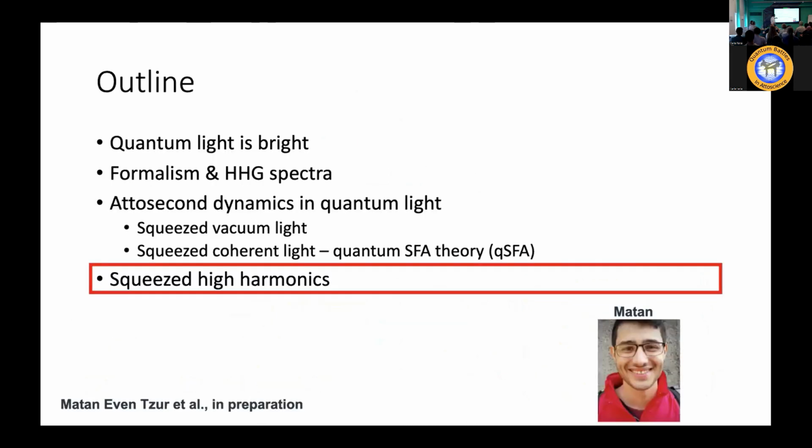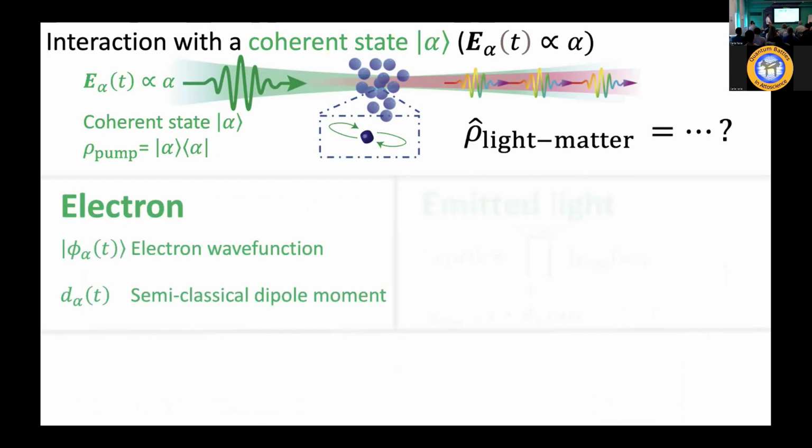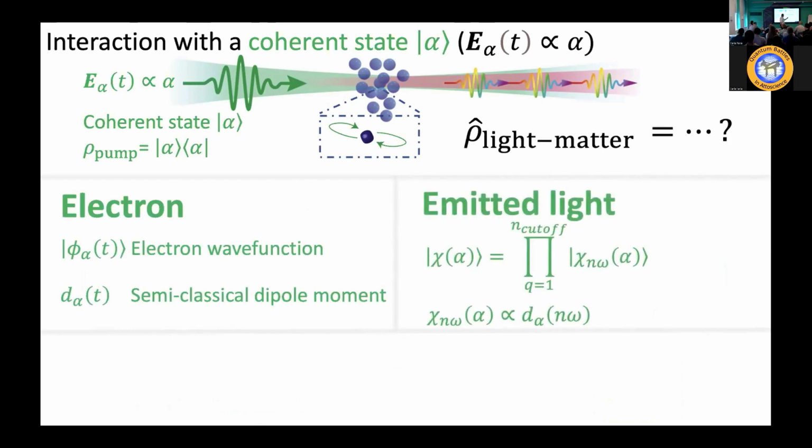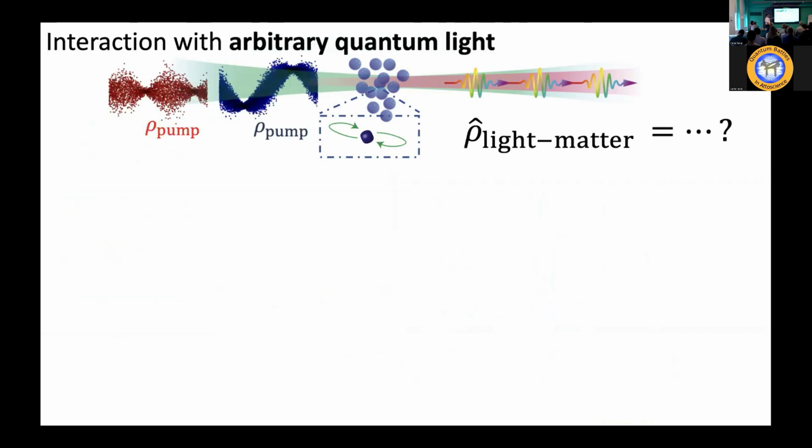The last topic is now squeezed high harmonics. So in this case, again, now we want to also think about the emission. So we have in the density matrix both the electron and the wave. And like Maciek described, okay, we have now the light as a product of all the harmonics. So we have the pump, and all the harmonics we think about as proportional to the semi-classical dipole moment. So this is what we have, and we don't take into account any entanglement. We write it as such a product.